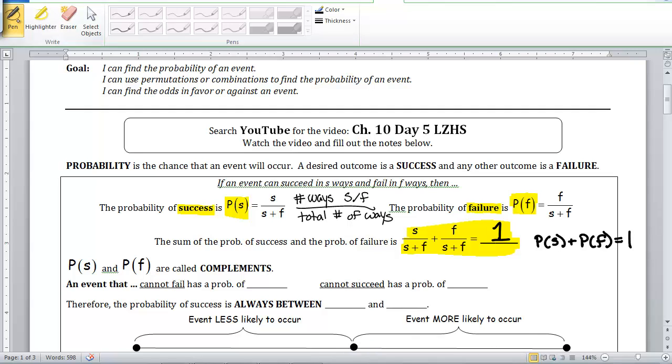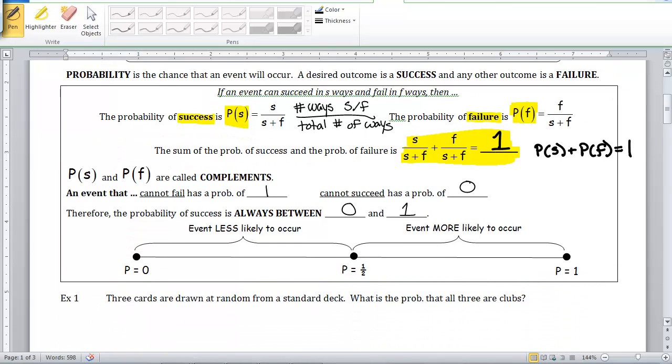If you had an event that could not possibly fail, for instance, if it was currently raining outside and you asked what's the probability it's raining outside, that would be a probability of 1. It is currently happening, it's going to rain. If you had an event that was not possible, such as, what's the probability that 2 plus 3 equals 7? Well, since 2 plus 3 will never equal 7, the probability of that event happening is 0. And so therefore, the probability of success always has to be between 0 and 1. And that's where we get our diagram from below.